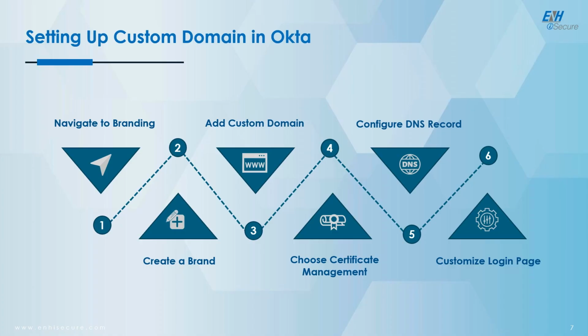Add custom domain. Once the brand profile is set up, you'll proceed to add a custom domain. This is where you configure your organization's custom domain for Okta, ensuring that the login URL will reflect your company's domain name, for example login.company.com. By using a custom domain, you create a more seamless and trusted authentication experience for users. The domain is linked to Okta's authentication service, and once set, all login requests will redirect to this branded URL.